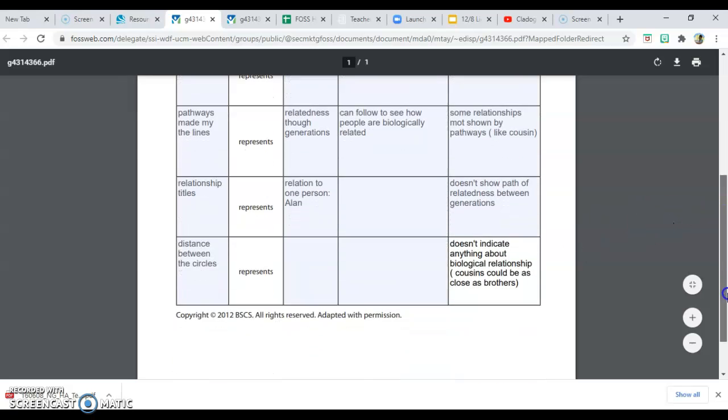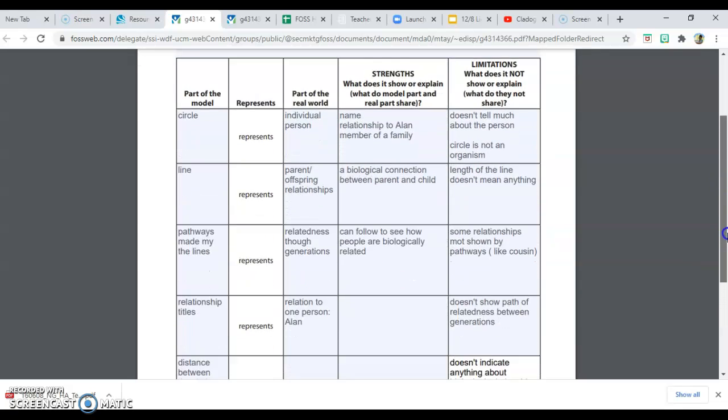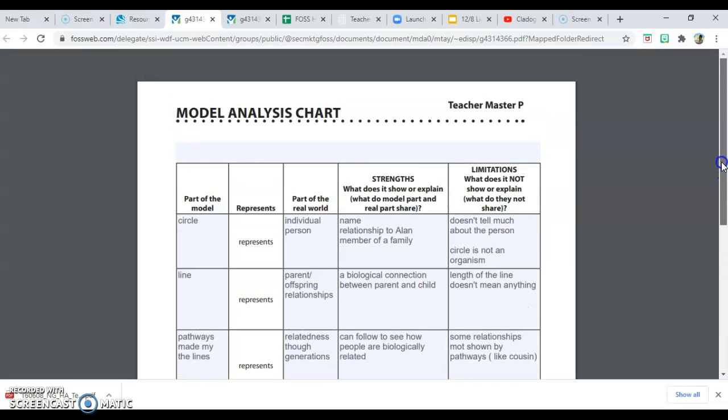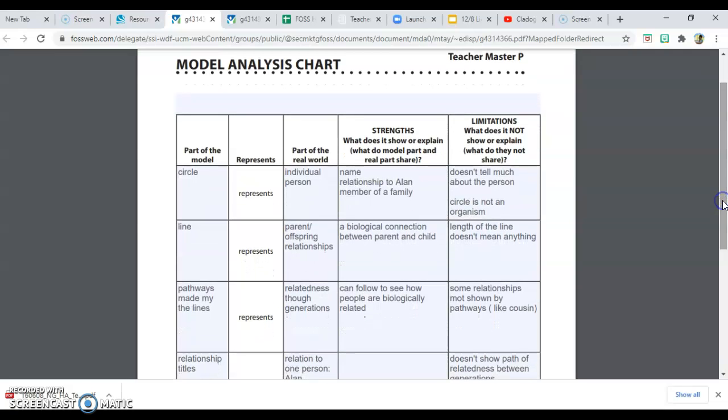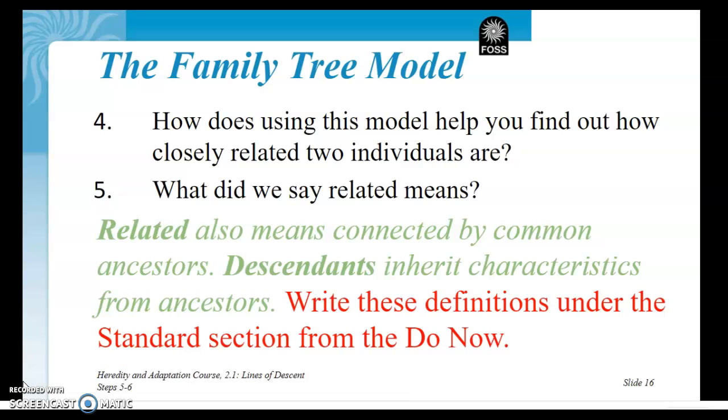Okay, so this is the next task in your Google Classroom. You should have been following along, and you need to type up these notes inside of your model analysis chart. Underneath questions 1 and 2 that you've answered already prior to us going over Alan's family tree, there are 5 more questions that you can answer on your own according to what we just learned or your observation of the family tree.